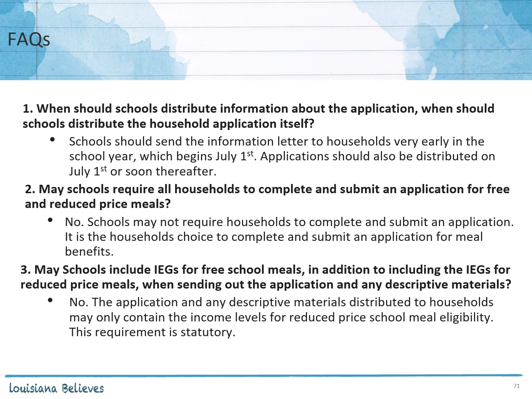Number 3, may schools include IEGs for free school meals in addition to including the IEGs for reduced price meals when sending out the application and any descriptive materials? No, the application and any descriptive materials distributed directly to households may only contain the income levels for reduced price school meal eligibility. This requirement is statutory.